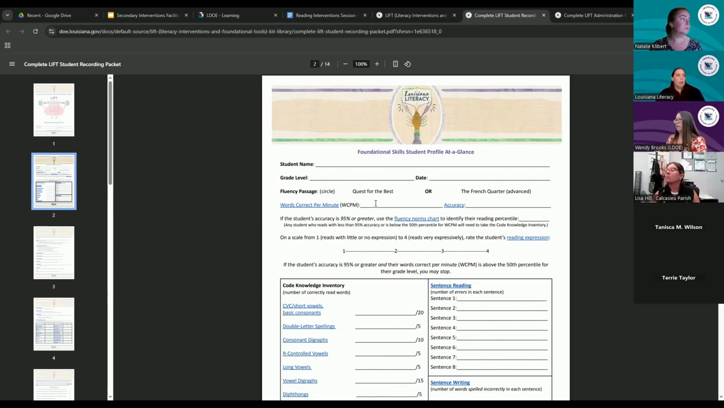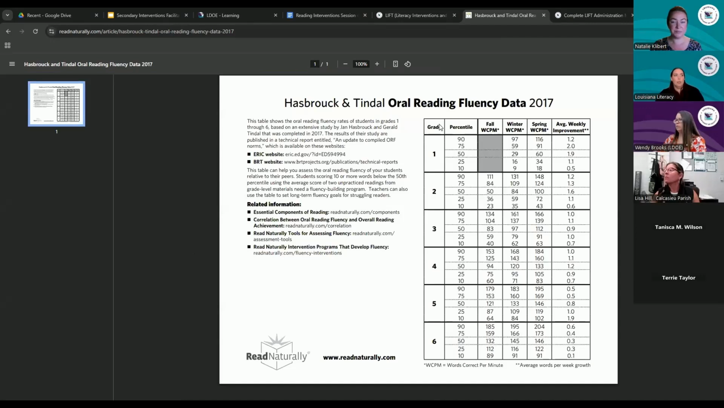And then you would go to the fluency norms chart that is linked in the student recording packet. And sorry, it's taking a minute to load. And depending on their grade level and what time of year we're at, you want to look for the 50th percentile. It doesn't let me highlight, but this 50 right here is the percentile. If you're in 5th grade at the beginning of the year, you should be reading 121 words correct per minute. So that's where we get that information from once the students actually take the assessment.